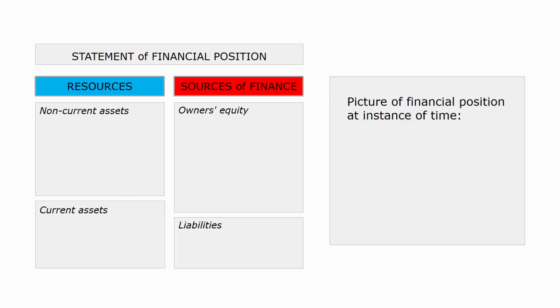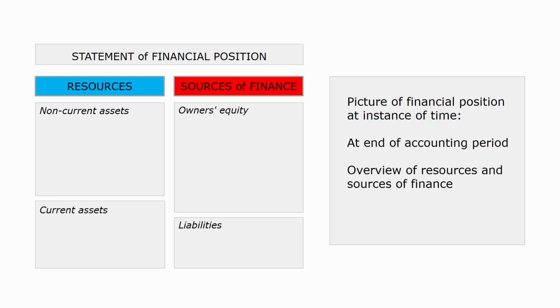The Statement of Financial Position, which is also called the balance sheet, provides a picture of the company's financial position at a specific moment in time. More specifically, at the end of each accounting period. The Statement of Financial Position presents, on the one hand, an overview of the economic resources that the company controls, and, on the other hand, a list of sources of finance. These are the sources of funds that have been used to finance the company's resources.